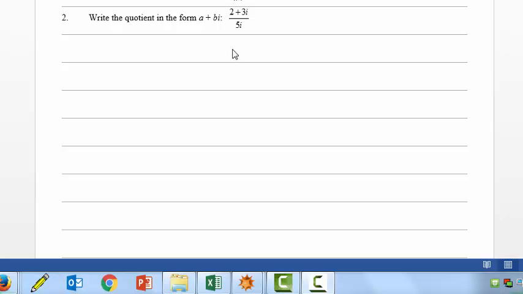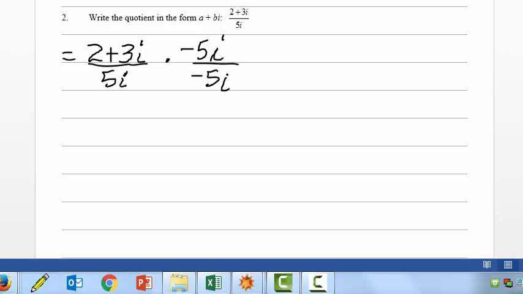Okay, here we want to write the quotient 2 plus 3i over 5i in the form a plus bi. So what we're going to do with this is we're going to multiply numerator and denominator by the conjugate of the denominator, which is minus 5i. And we're really just multiplying by 1, so we're not going to change the value of this expression.